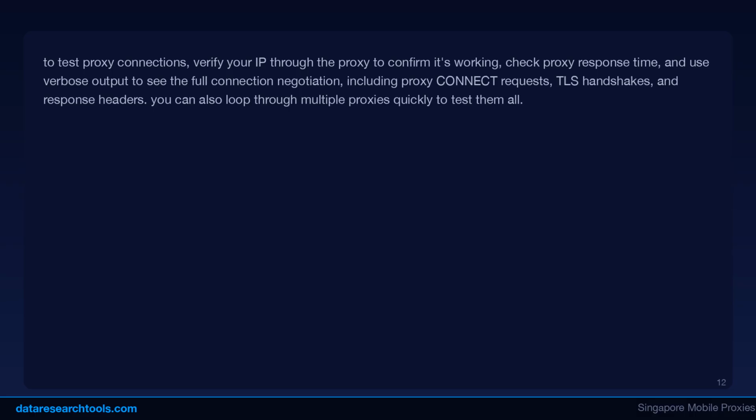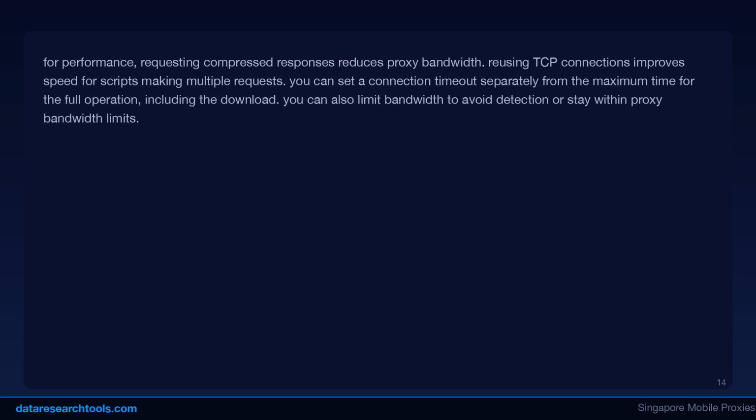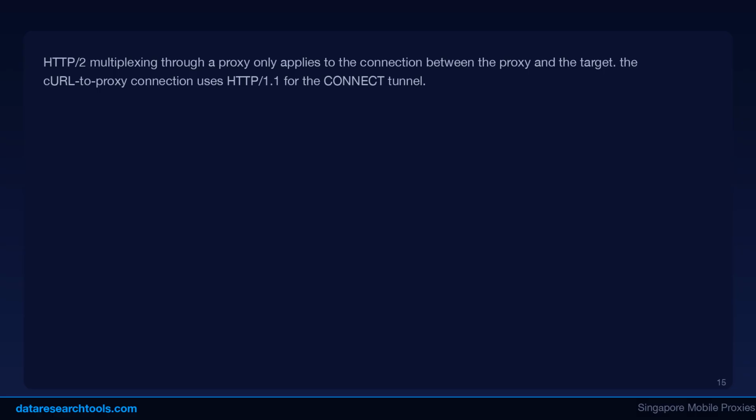To test your proxy connections, verify your IP through the proxy to confirm it's working. Check proxy response time, and use verbose output to see the full connection negotiation, including proxy CONNECT requests, TLS handshakes, and response headers. You can also loop through multiple proxies quickly to test them all. In shell scripts, you can rotate through a list of proxies and assign each request a different one. Parallel scraping with xargs lets you run multiple requests simultaneously.